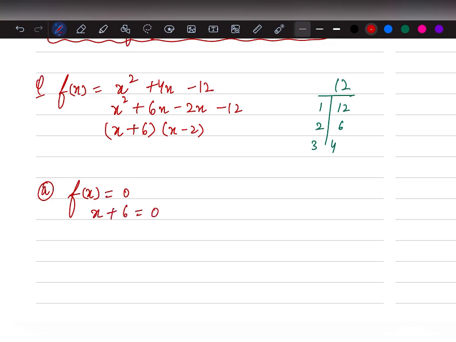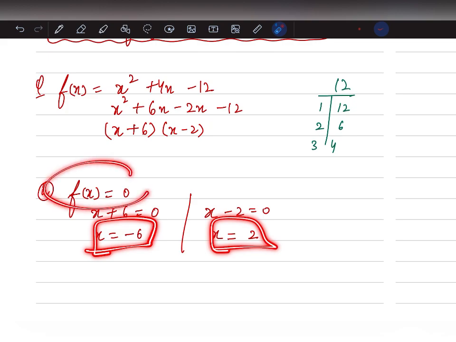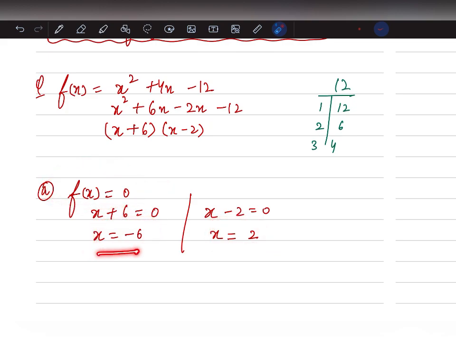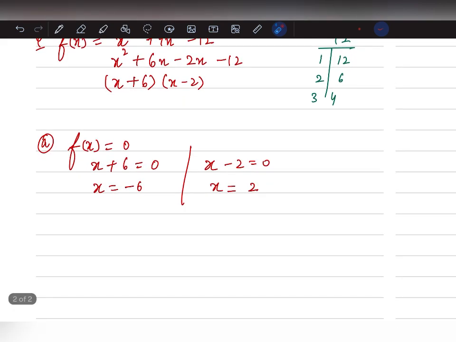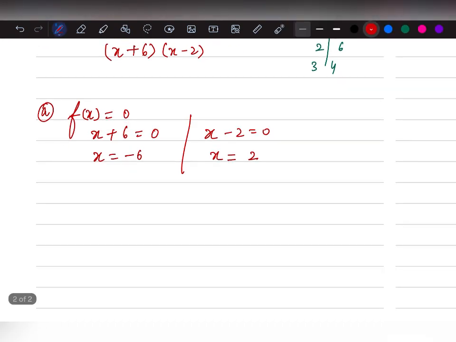First, x plus 6 is equal to 0. From here we get x is equal to negative 6, and then again x minus 2 is equal to 0, so x is equal to positive 2. So for these two values of x, f of x is equal to 0. On the x-axis, when x is equal to negative 6 and x is equal to 2, f of x is 0 there. Now part B, when f of x is greater than 0.